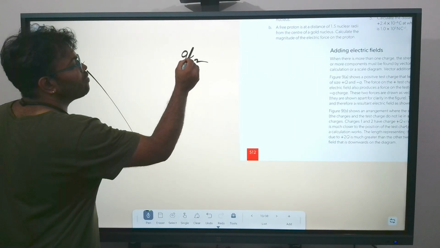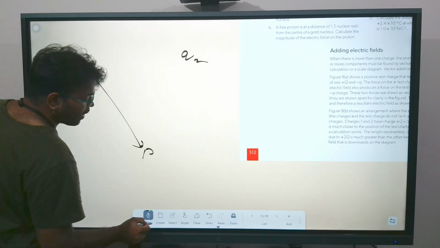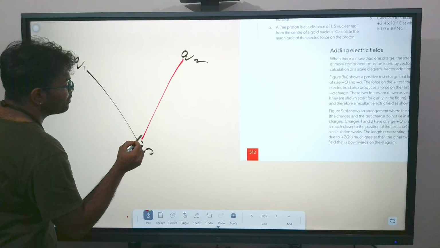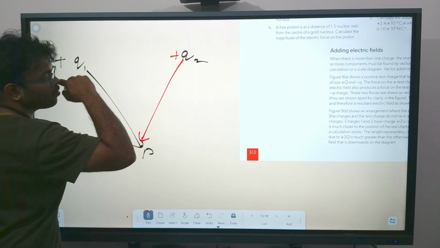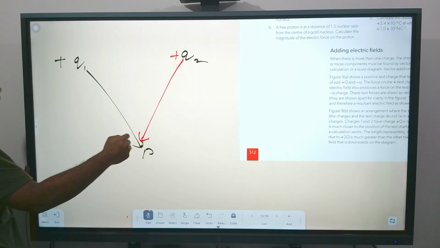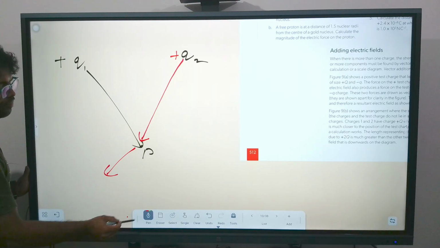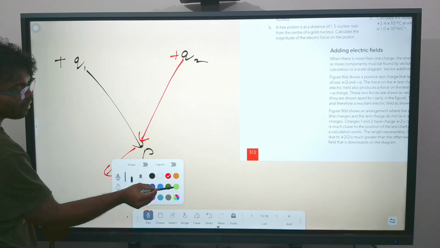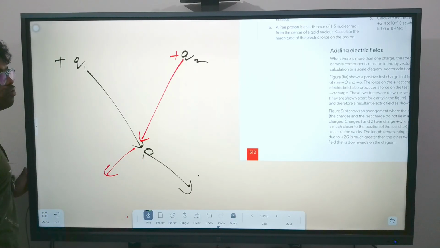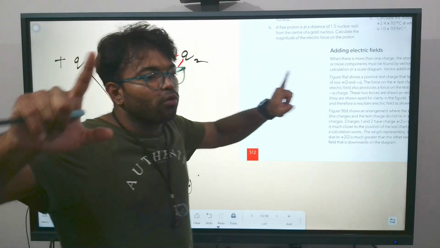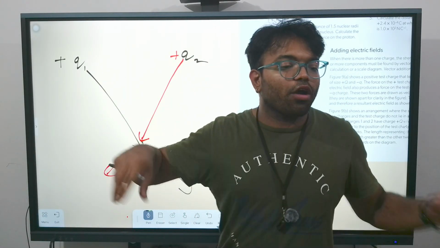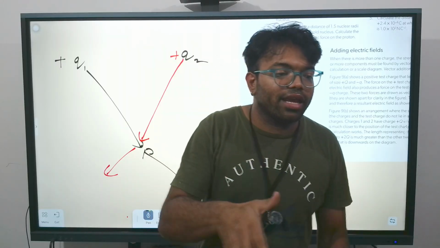Now if you have only q2, imagine I'm just going to draw it with a different color. If you only had q2, what would happen? This is also positive. This would try to push whatever charge you have here towards this direction, right? And the original one will try to push it towards this direction. So now there are two different forces existing on the same particle, right? There are two different forces or two different electric fields acting on the same point.